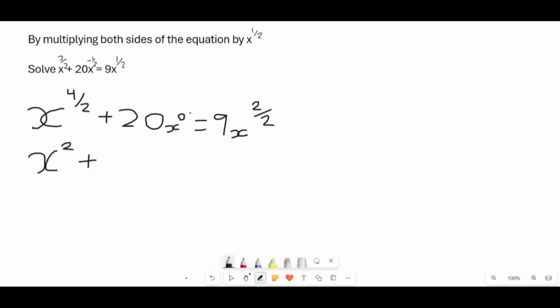And remember, anything to the power of 0 is just 1, so we could just write this as 20. And remember, x and x to the power of 1 are just the same, so we can ignore this here. Once you get to this point, you can see how it's actually just a quadratic equation, and we just have to rearrange it to make it equal to 0.